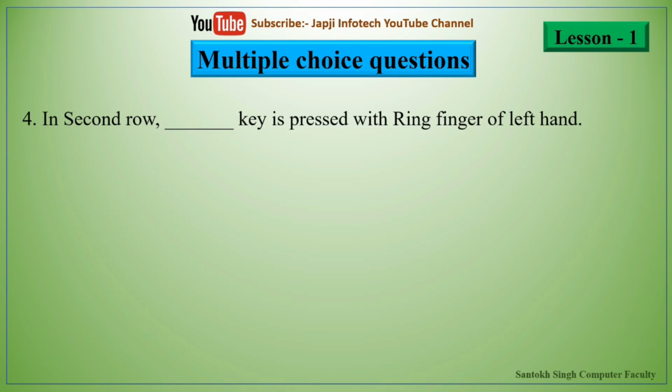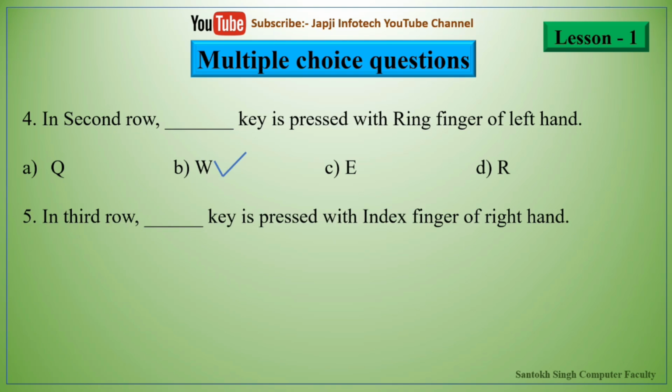Our fourth fill in the blank is: in second row, dash key is pressed with ring finger of left hand. The options are Q, W, E, R. The right answer is: in second row, W key is pressed with ring finger of left hand.